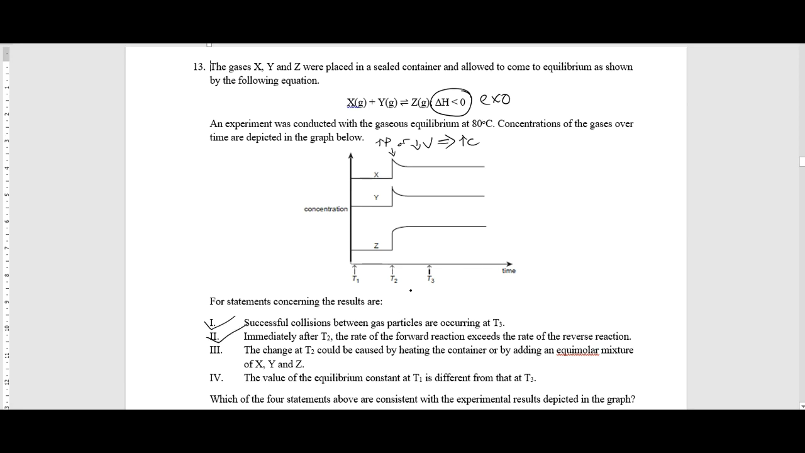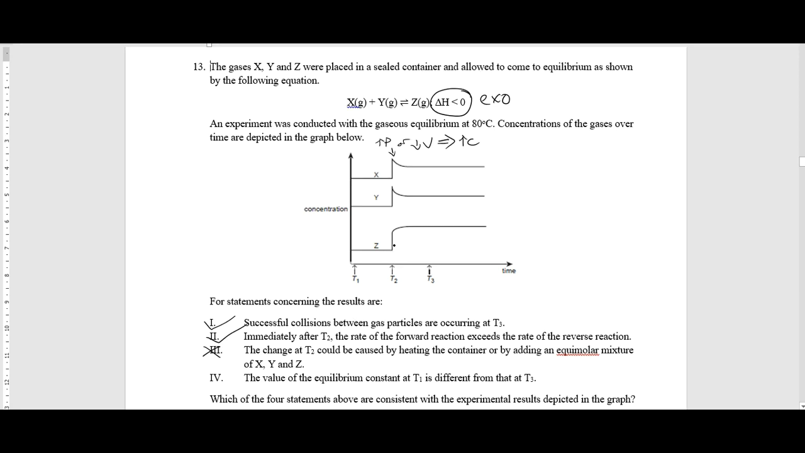The change at T2 could be caused by heating the container or by adding an equimolar mixture of X, Y, and Z. Adding the equimolar mixture maybe. Heating the container not, because you have an actual increase in the concentration of the species. So heating, an increase in temperature is not going to do this.